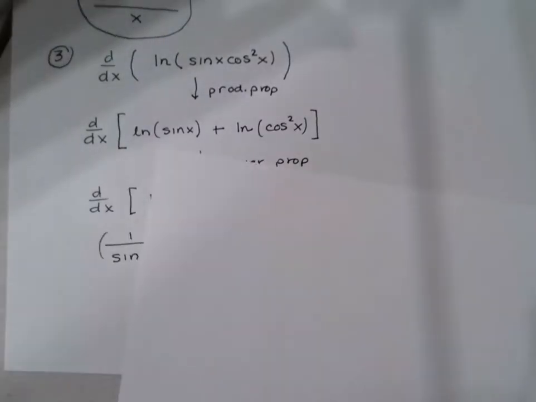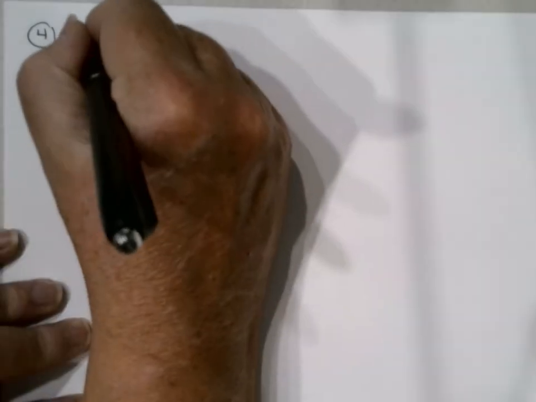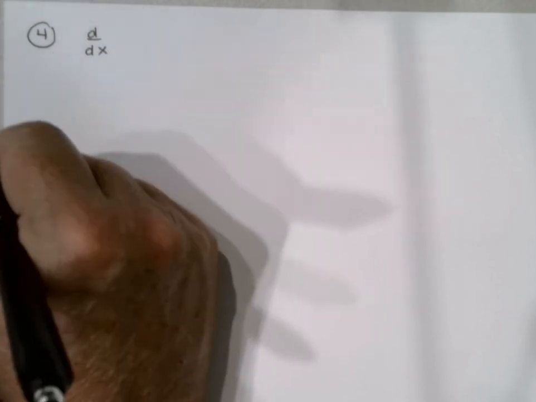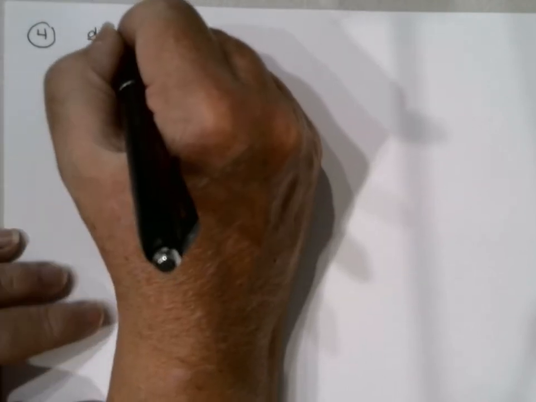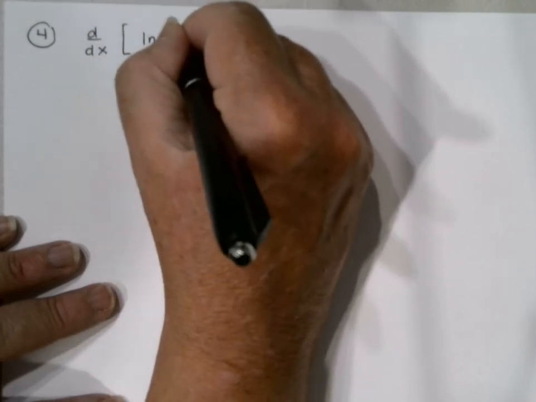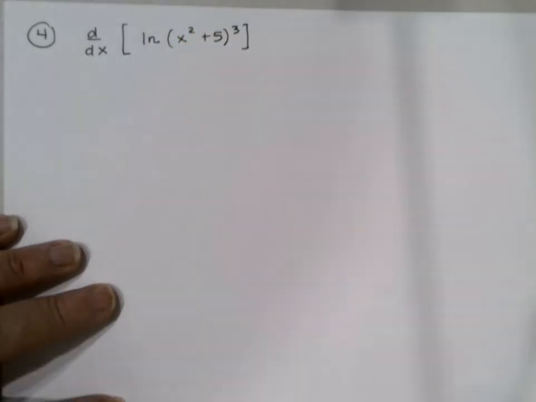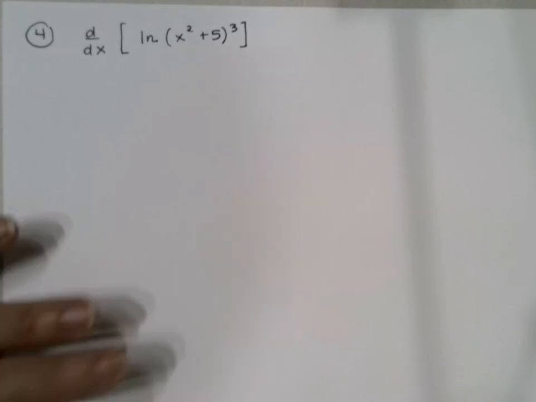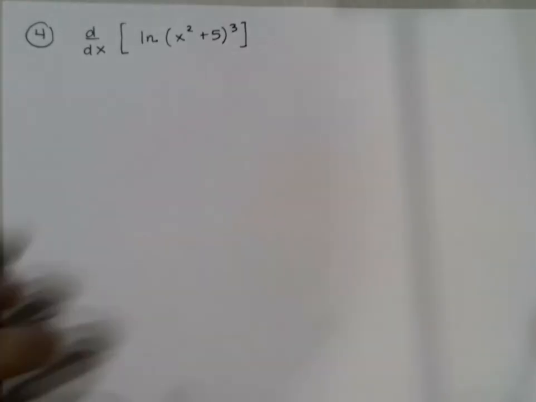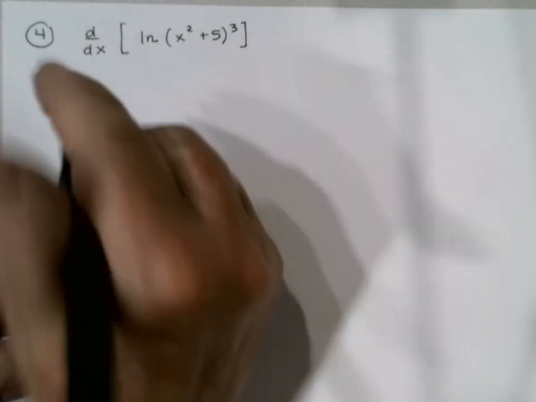All right, let's do a few more derivatives, then we'll turn to integrals. I'm going to do 2 kind of related ones here. I'm going to do the derivative, first of all, of the natural log of x squared plus 5 to the 3rd power. Once again, this is going to be much easier if I start by applying my power property and bring that 3 down in front.